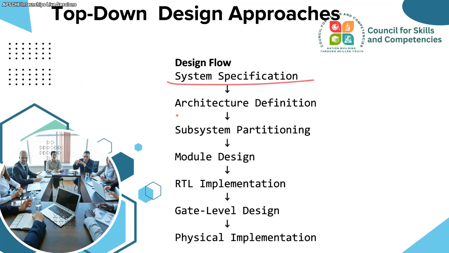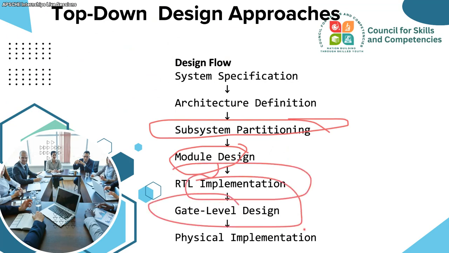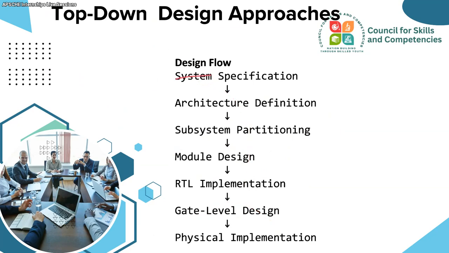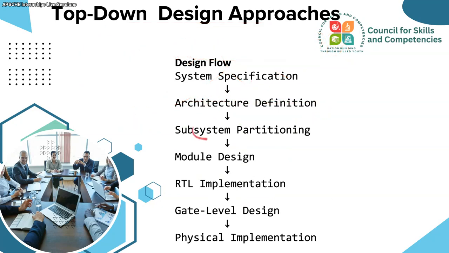We do the architecture definition, then the subsystem partitioning, then module design, then RTL implementation, then gate level design, then the physical implementation. So from the specification we go to the physical implementation. The system specification is the top requirement, and from there we go to architectural definitions, subsystems, modules, and then comes the physical implementation. This is the top-down design approach.